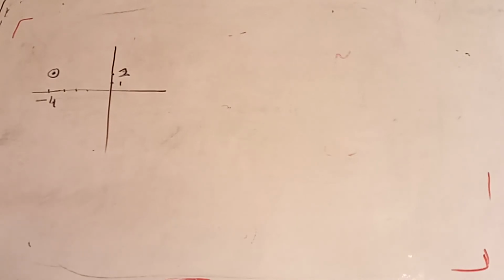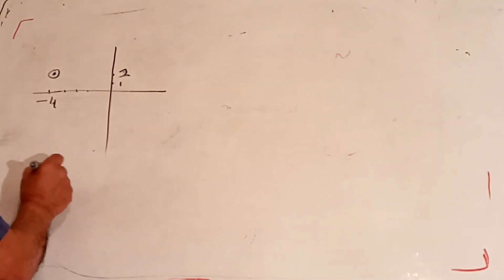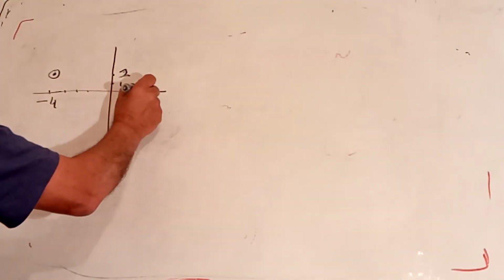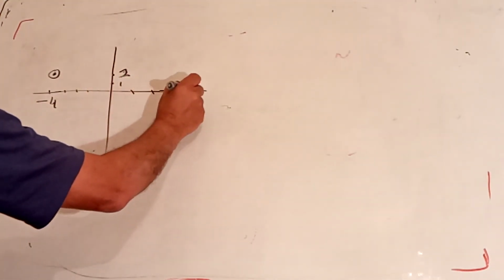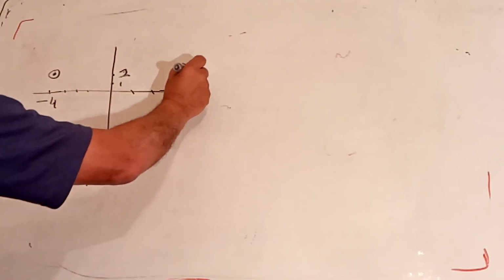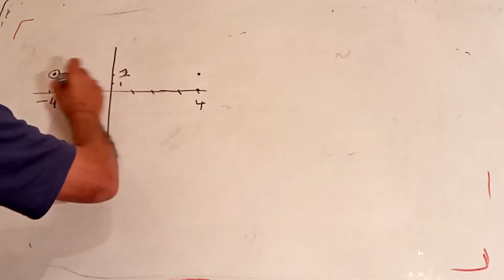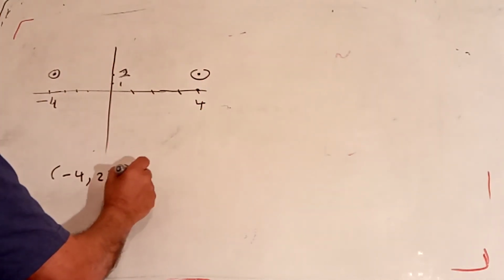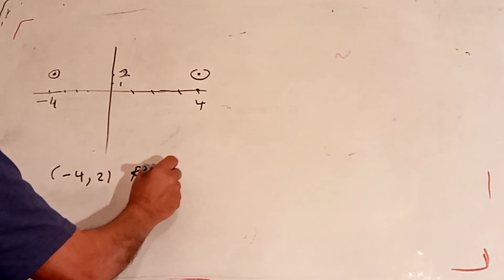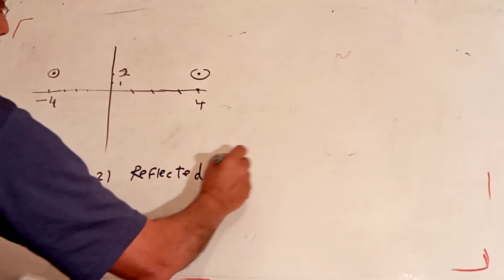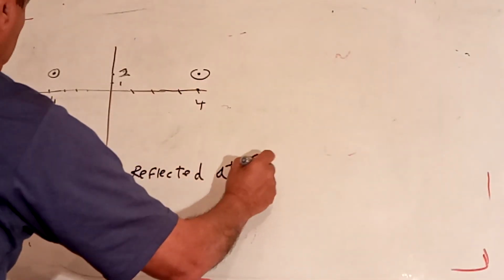It was reflected over the y-axis, so this point -4 and 2, reflected over the y-axis, will be 1, 2, 3, 4. So it will be here, 4 and 2. This point here is reflected to this one here. This is 4 and 2.